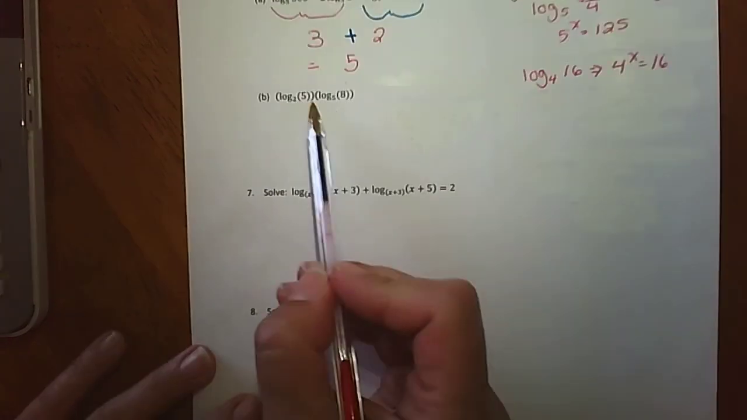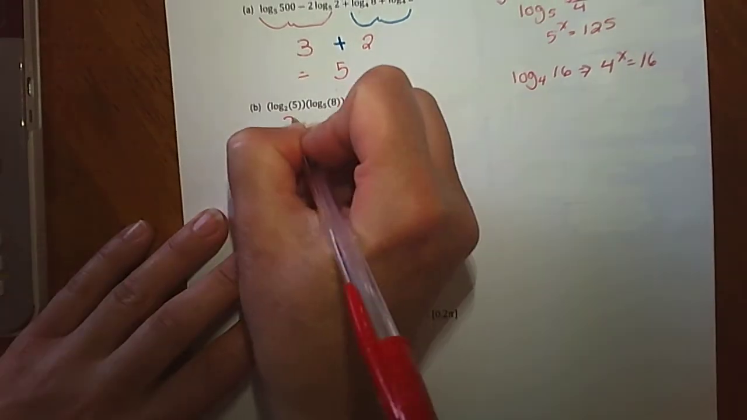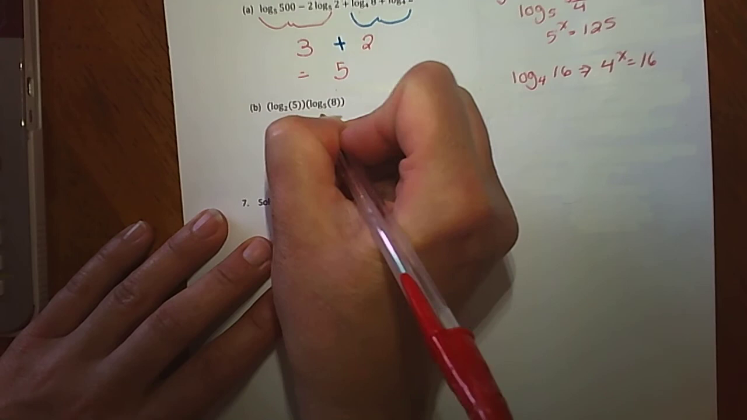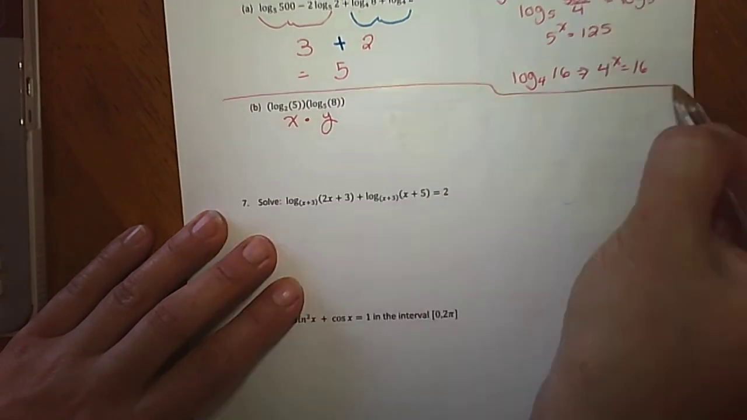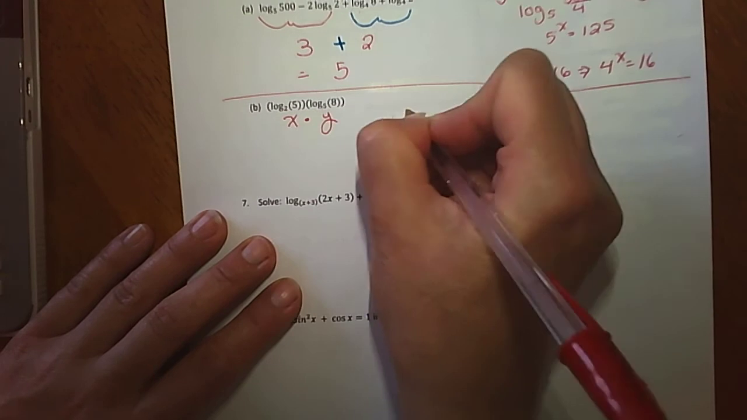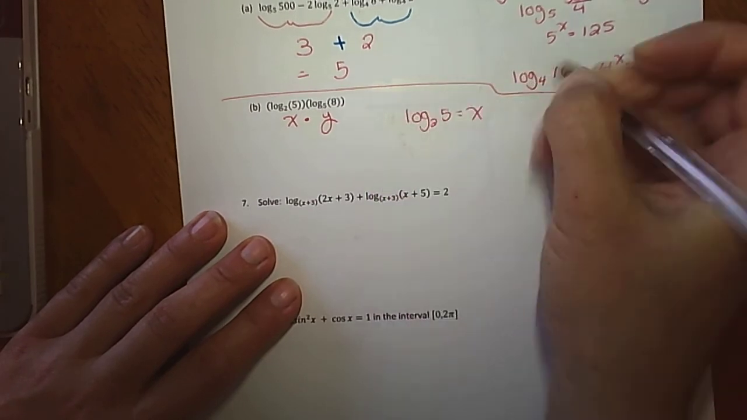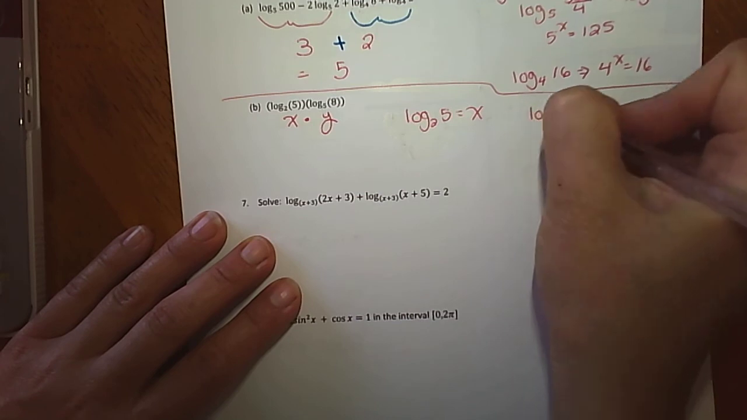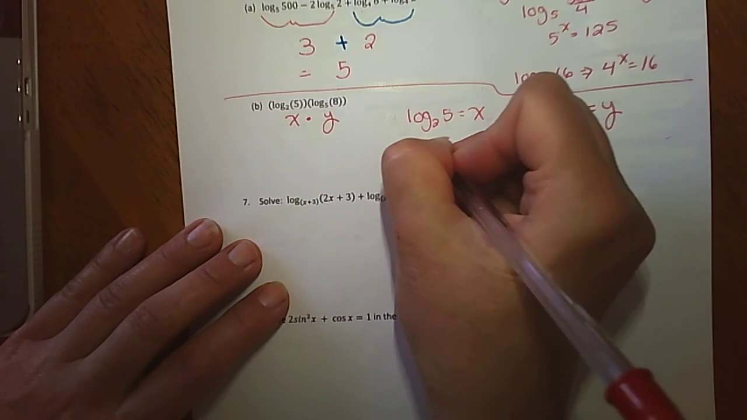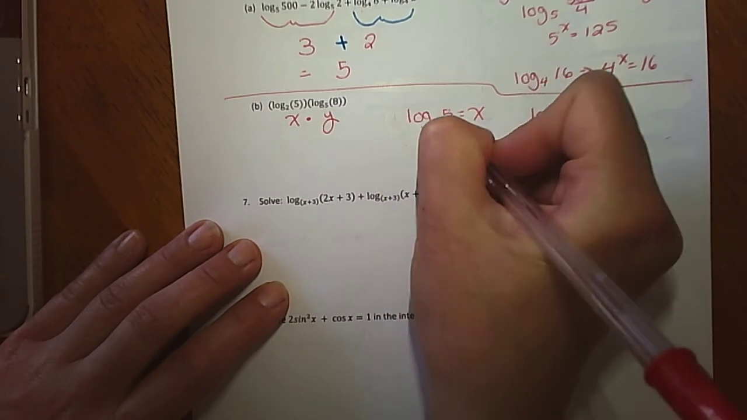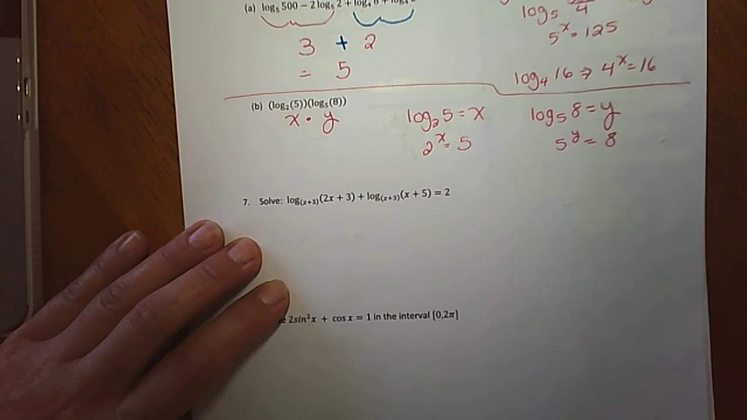All right, next one. This is a little tricky. Easiest way to do this is to make the first piece equal x and the second piece equal y. I'm just going to draw a line here to separate the work. So basically, log base 2 of 5 equals x. Log base 5 of 8 equals y, right? So that means this would be 2 to the x equals 5. This would be 5 to the y equals 8.